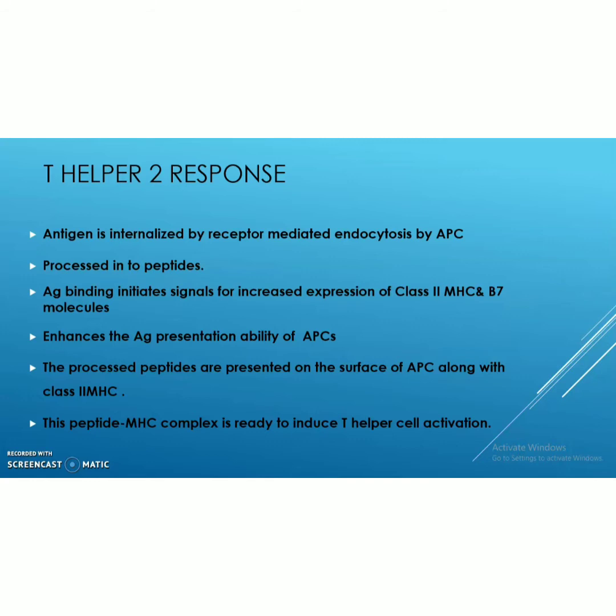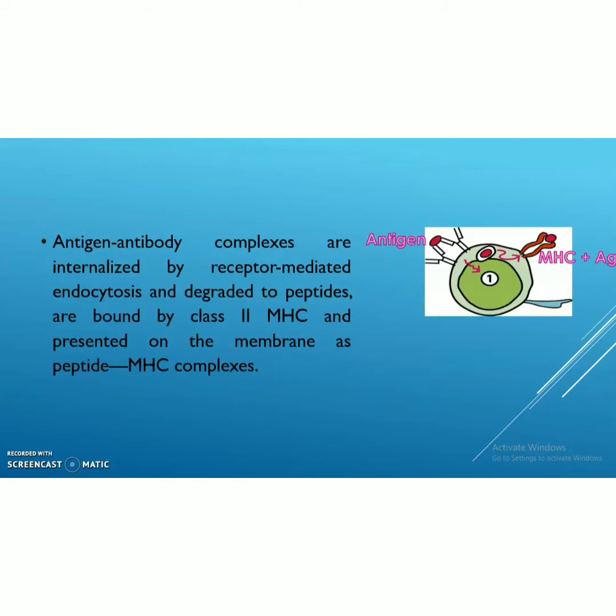Antigen binding initiates a signal for the expression of class 2 MHC molecules and B7 molecules on the surface of the antigen-presenting cell. This increased expression of class 2 and B7 molecules enhances the antigen presentation ability of the antigen-presenting cells. The processed peptides are then presented on the surface of this antigen-presenting cell along with class 2 MHC molecules, because T helper 2 cells are class 2 MHC restricted. This peptide-MHC complex is ready to induce T helper cell activation.